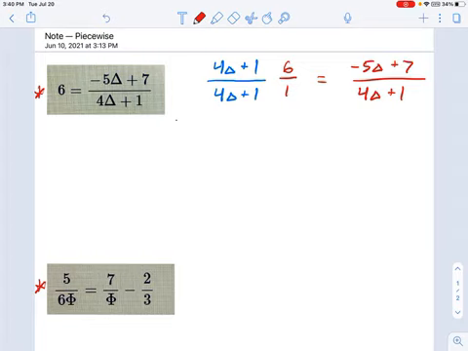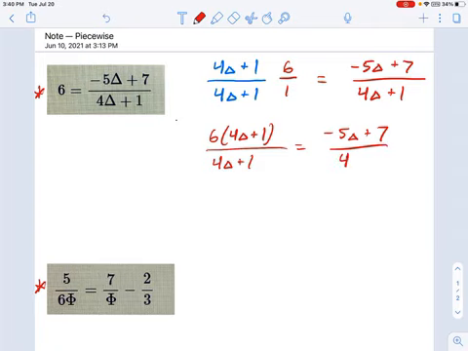So now we can rewrite this a little bit. We're going to say 6 times 4 delta plus 1 over 4 delta plus 1 equals negative 5 delta plus 7 over 4 delta plus 1. And now here's a special trick that you can do with rational equations, which you cannot do when you're just adding up rationals. The reason we can do this special trick is because of this wonderful symbol here. That equal sign lets us get away with all sorts of nonsense that we couldn't do with regular fractions.